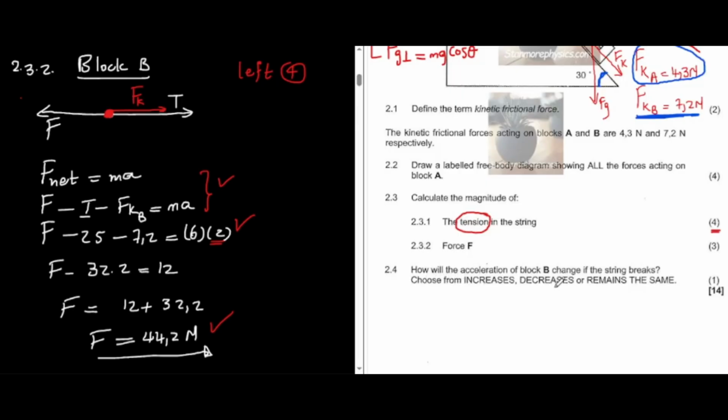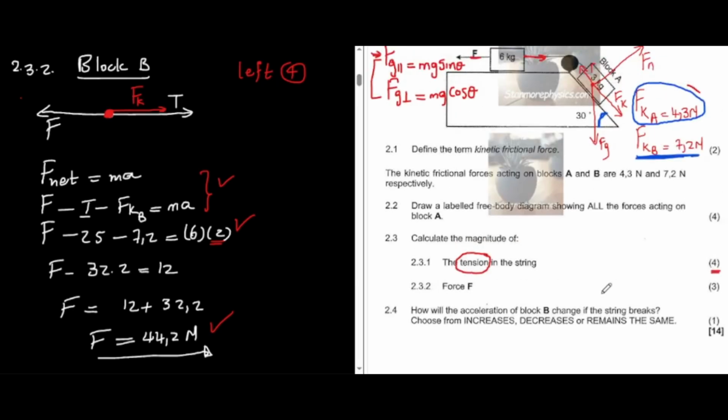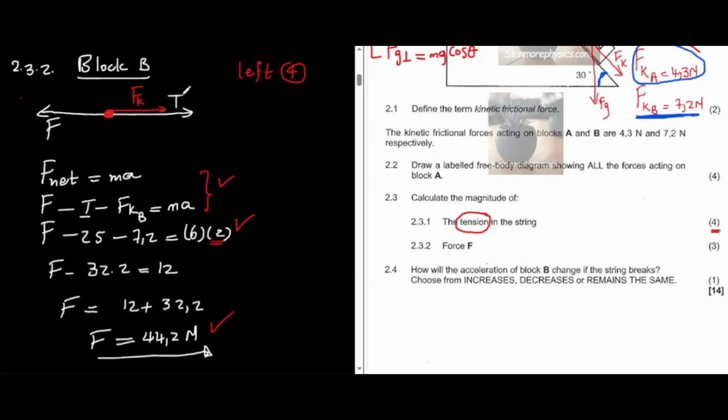How will the acceleration of block B change if the string breaks? Choose from increase, decrease, or remain the same. Guys, I know that some of you, when you answer multiple choice questions, just pick anyone that you feel like, maybe just guesswork. Oh, I like letter D because my name is Dineo, then I'll go with decrease. No, it doesn't work like that. I'll go with increase because my name is Itumeleng. Today's my lucky day for that 1 mark. Doesn't work like that.